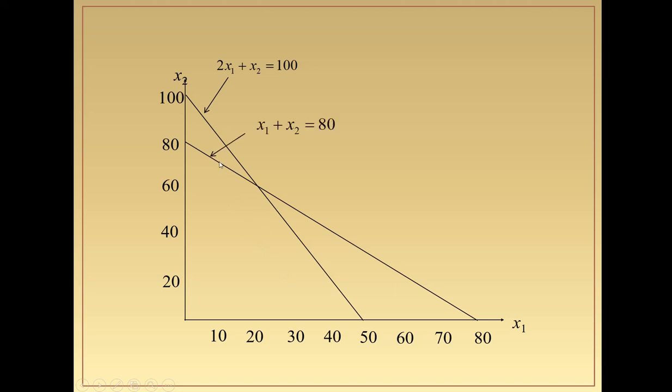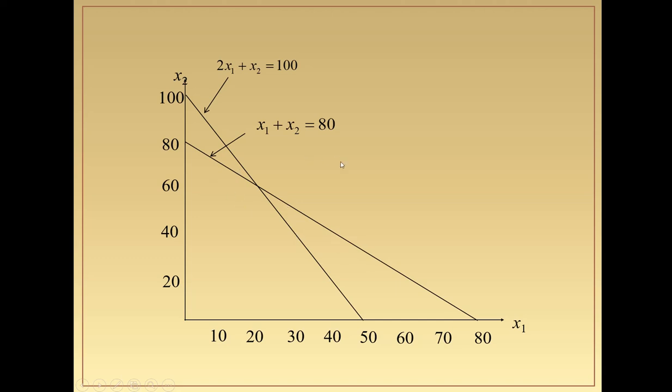Same for the second constraint. If you guess the area is under the line, that's fine, but just choose any point. Like before, we choose (0, 0). Substitute into the constraint: 0 plus 0 is 0. Then 0 is less than 80, so it satisfies the inequality. So the area is also under the second constraint. Just shade the area.